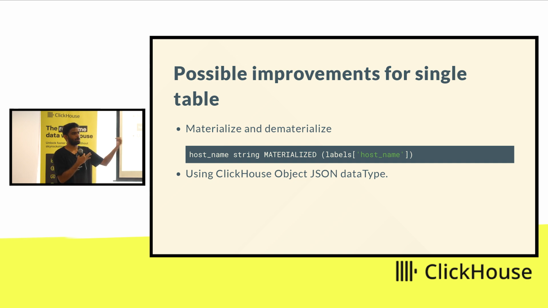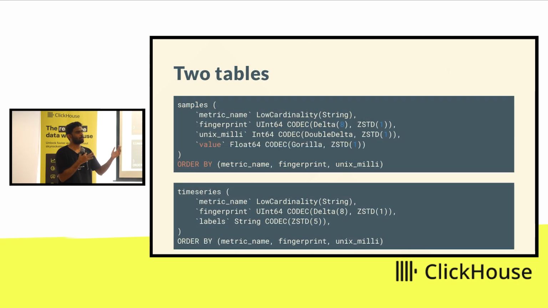Now at the time when we were building this, there was an object JSON that ClickHouse folks have talked about. So we tried with it, but we didn't go with it because it had its own challenges and it was experimental. And then we tried to experiment with the two tables approach. In the two tables approach, we separated it into two tables. One is samples and the other is time series.